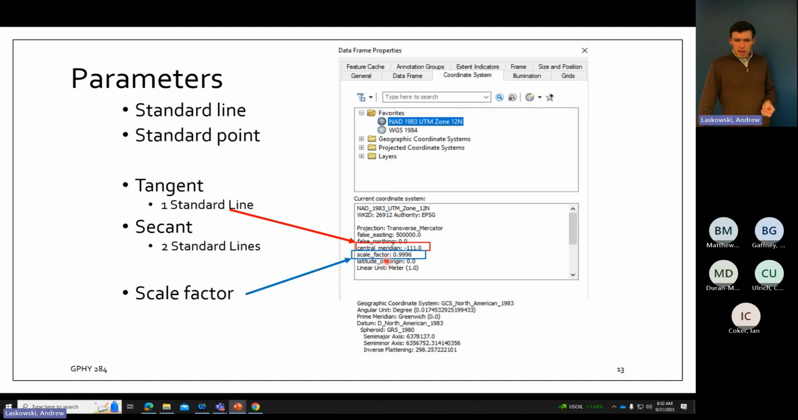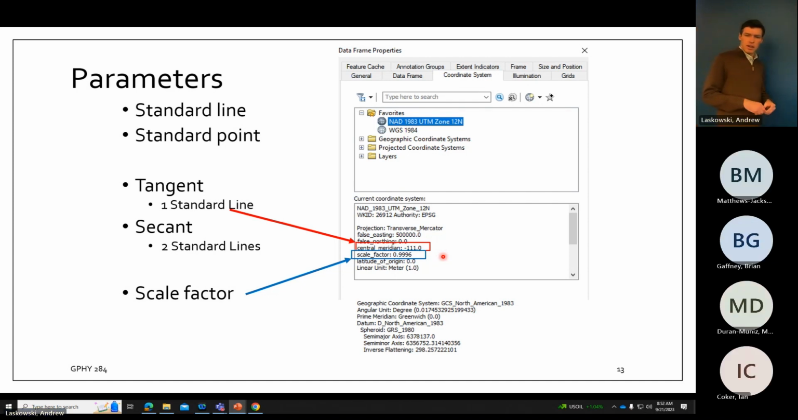So for this example, we've got a central meridian, which is another way of saying our standard line on the map. There's only one of them, right? So the central meridian is set at negative 111, which means this is a transverse Mercator projection. We know that it has to be tangent because there's only one standard line. That standard line is going to be running north-south because it's a central meridian, right? Meridian is another word for longitude.